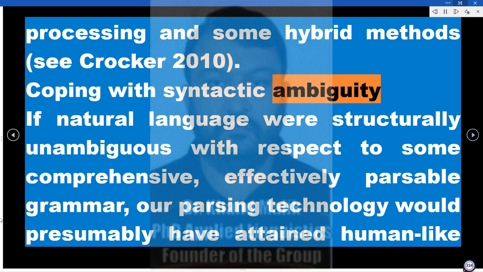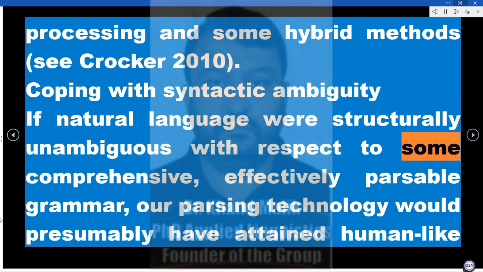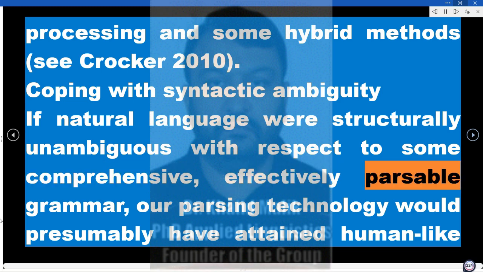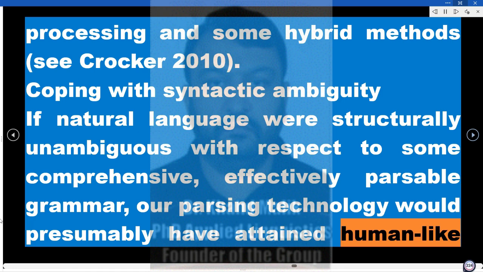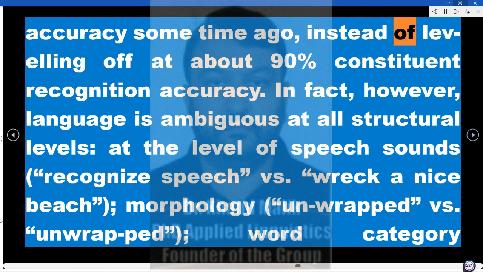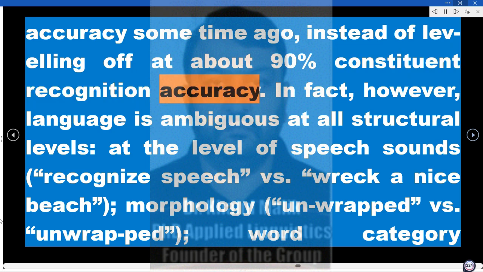Coping with syntactic ambiguity. If natural language were structurally unambiguous with respect to some comprehensive, effectively parsable grammar, our parsing technology would presumably have attained human-like accuracy some time ago, instead of leveling off at about 90% constituent recognition accuracy.